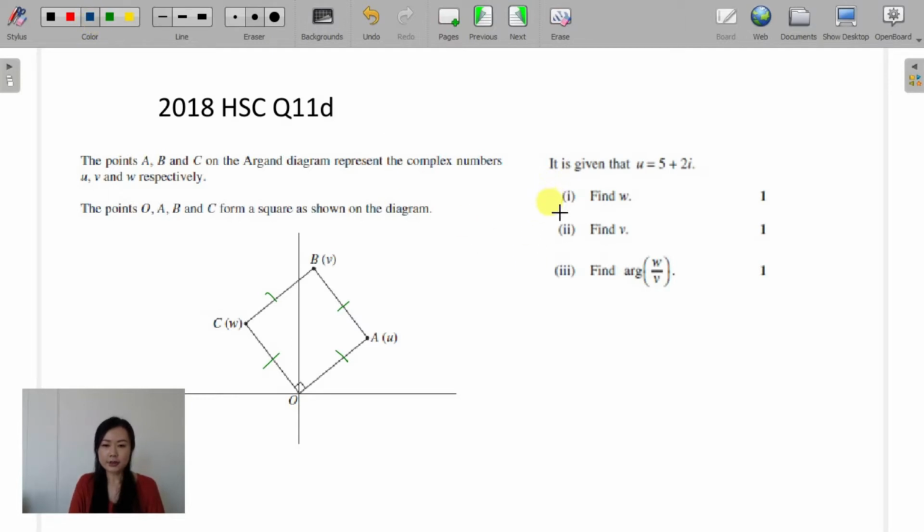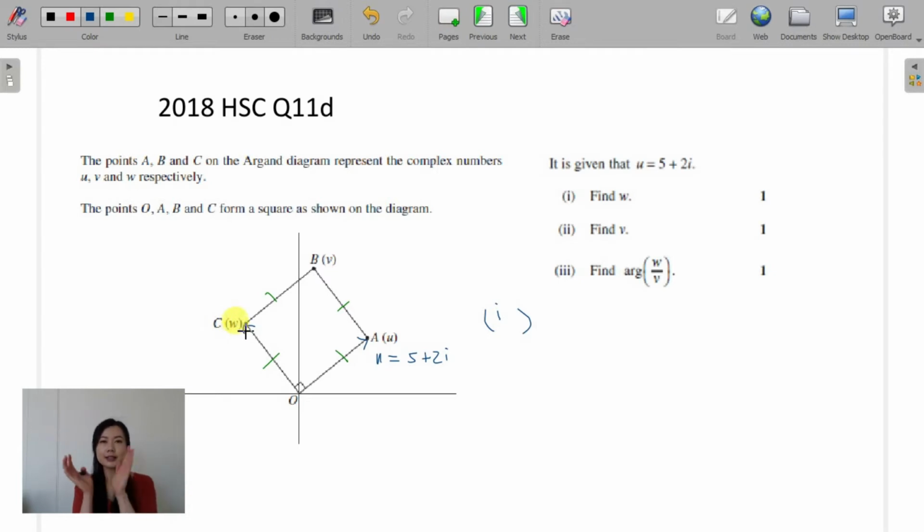So the first one, now we're given what U is. I'll work it into the working later. Find W. First of all, you want to work with vectors attached to the origin where possible, because they are the easiest vectors to work with. Why? Because OA actually represents U and OC actually represents W. There are no tricks, very simple.